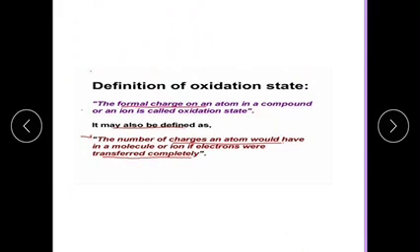It may also be defined as the residual charge of an atom as it appears in a molecule or ion. Or one more definition: the number of charges an atom would have in a molecule or ion if electrons were transferred completely.